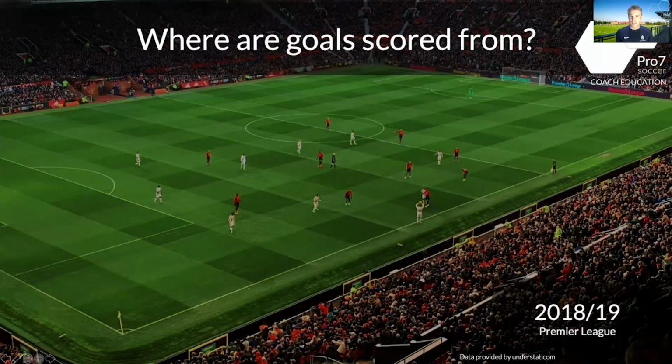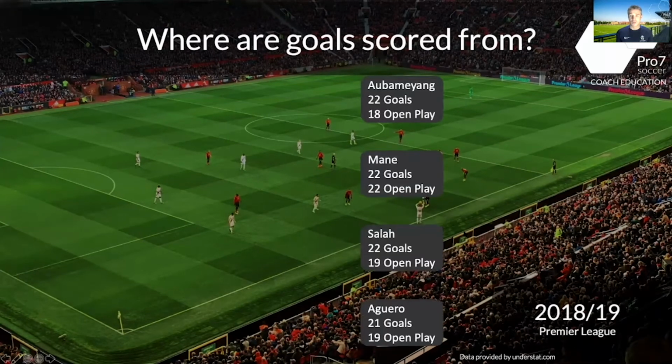In 2018-19, there were 4 scorers, 3 of whom shared the Golden Boot in the Premier League: Aubameyang for Arsenal, Mane and Salah for Liverpool, and Aguero for Manchester City. And you can see the number of goals that they scored and how many of them were scored from open play. I've been looking particularly at open play goals. Set pieces are vitally important and they form a different part of my game model. I wanted to specifically look at how my team should score goals from open play, and so we're going to focus on those.